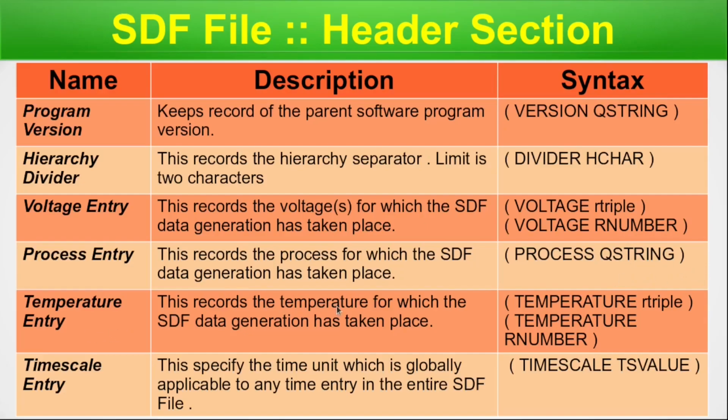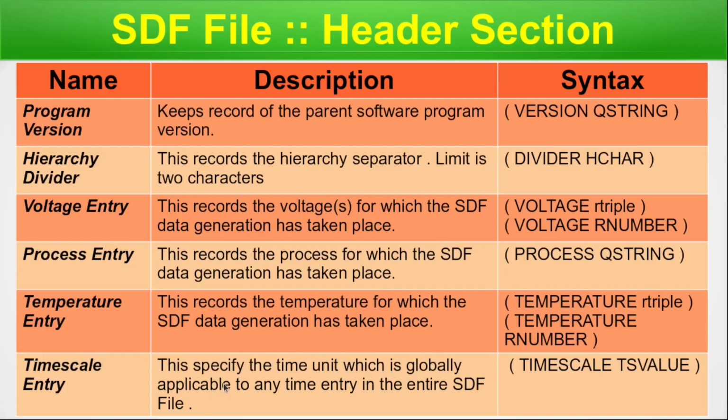Temperature entry. This records the temperature for which the SDF data generation has taken place. So as we know, I am talking about these 3 things: voltage, process and temperature. Generally we have different PVT corners for which we optimize the design. Those PVT data will come through this process, voltage and temperature entry inside the SDF file. You can identify at which PVT corner this SDF is generated.